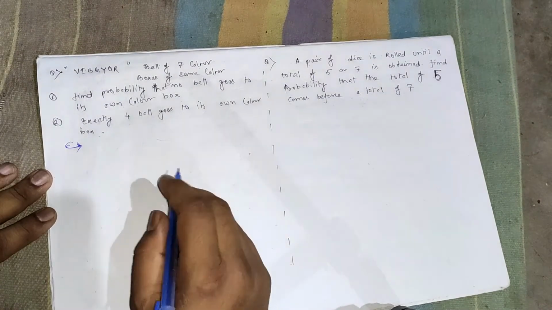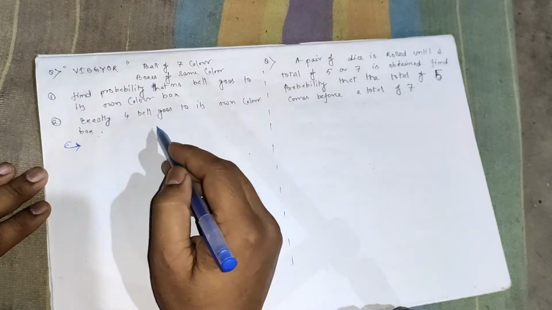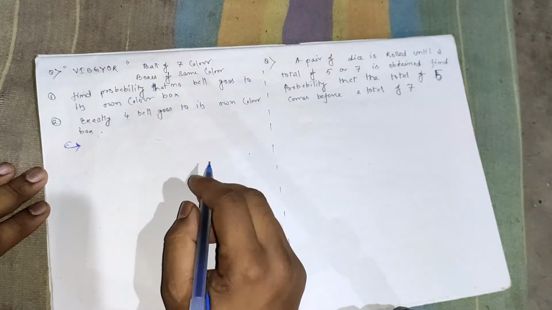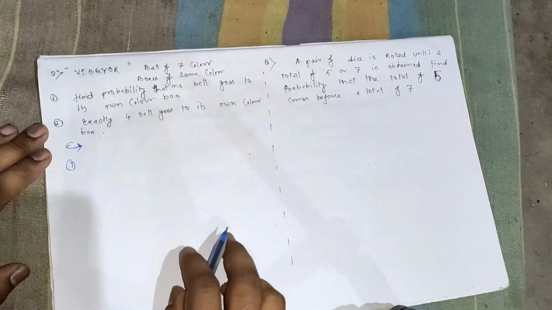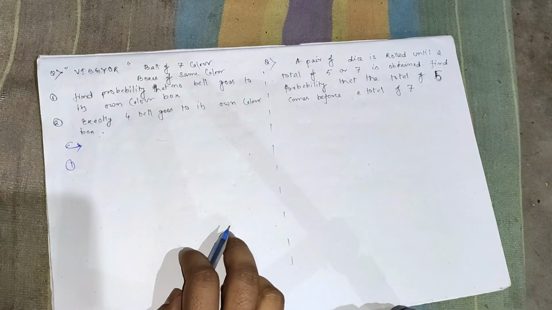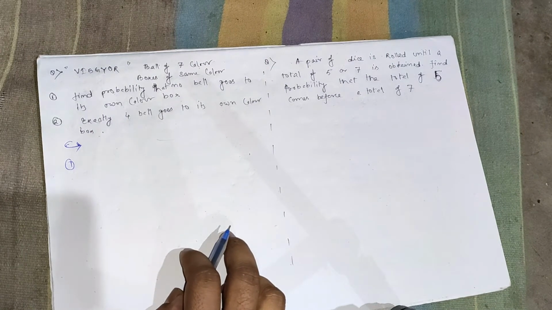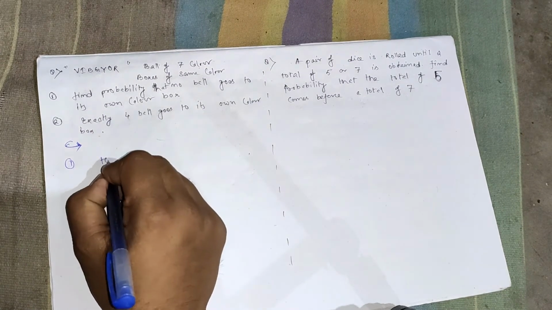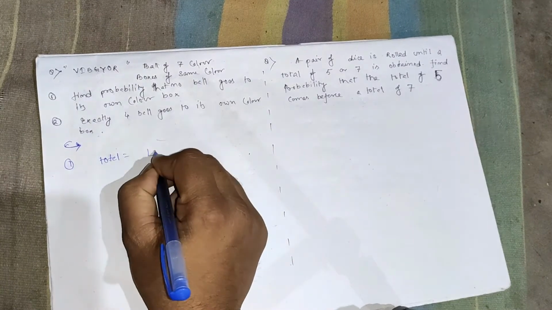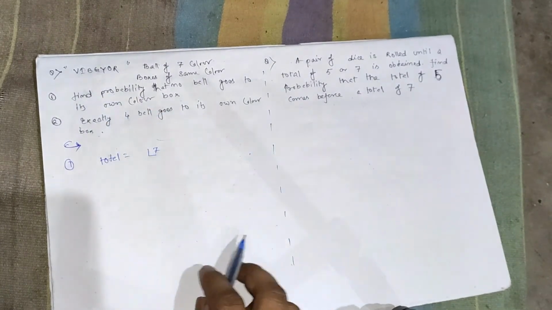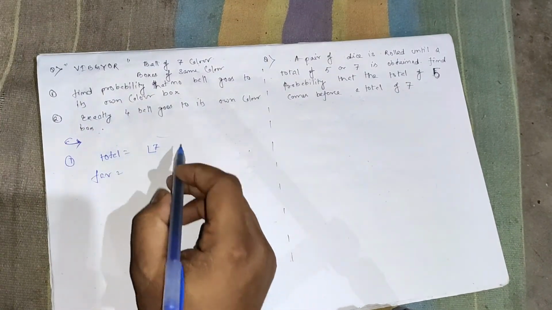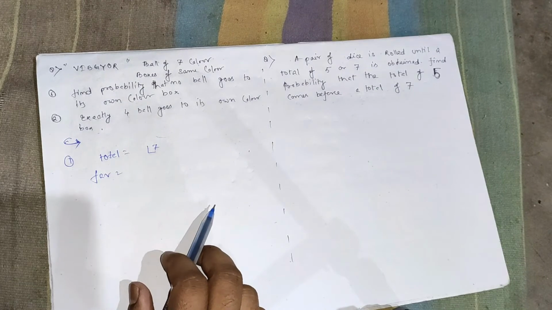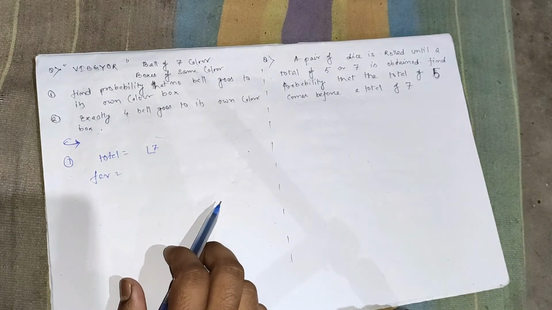So there are 7 different colored balls and 7 different colored boxes. So for the first question, we have to find the probability that no ball goes to its own color box. So we directly have to apply the derangement theorem. So here total chances equals factorial 7, that is 7 different colored balls, and the favorable condition is that we directly apply the derangement theorem, that no ball goes to its own colored box.